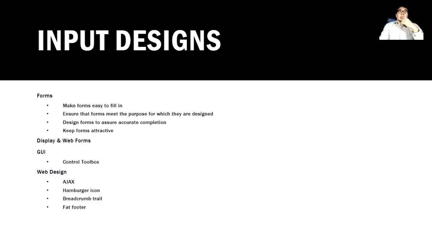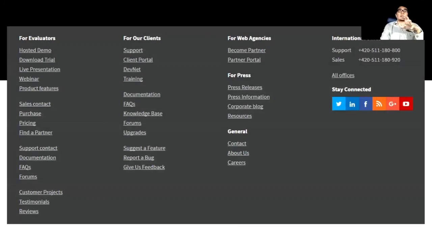And the last component is the fat footer. This is where, in the bottom part of the website, you can put a lot of information, for example, all of the menus or submenus or even social media menus. This is an example of a very fat footer. There is a lot of information and menus that can be clicked or navigated from the footer here, as well as social media pages that can be clicked to go to the social media of the company of the website.